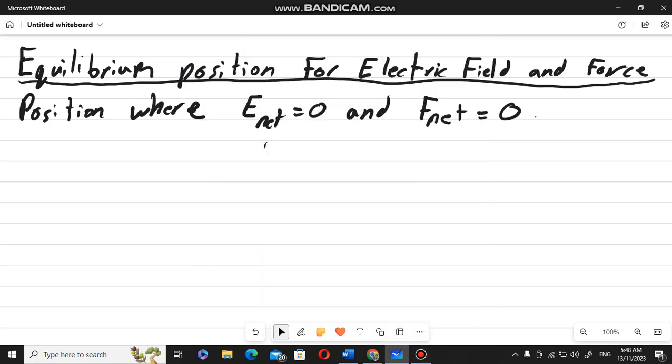Okay, so equilibrium position for electric field and force. It's the position where the net electric field and net force is equal to 0. So we have two cases. First case, when we have two charges of the same sign.